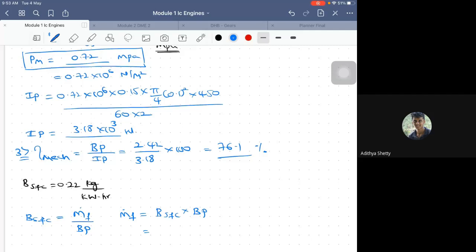Now, just check for the units again. Brake specific fuel consumption is being given as kg divided by kilowatt hour cross BP. If you substitute in kilowatts, what happens? Kilowatt and kilowatt goes away, right? So whatever answer you get, that would be in kgs per hour. So just substitute the brake specific fuel consumption. It is 0.22 cross BP. You have to substitute in kilowatts, so it is 2.42. So whatever the value you get, that would be in kgs per hour.